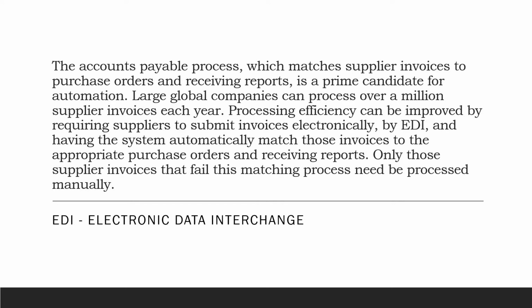The accounts payable process, which matches the supplier's invoice to the purchase order and receiving report, is a prime candidate for automation. Large global companies can process over 1 million supplier invoices each year. Processing efficiency can be improved by requiring suppliers to submit invoices electronically by EDI, that's electronic data interchange, and having the system automatically match those invoices to the appropriate purchase order and receiving reports. Only those supplier invoices that fail this matching process need to be processed manually.